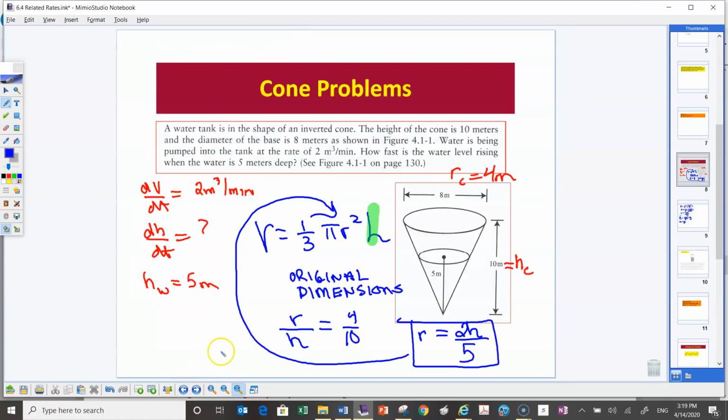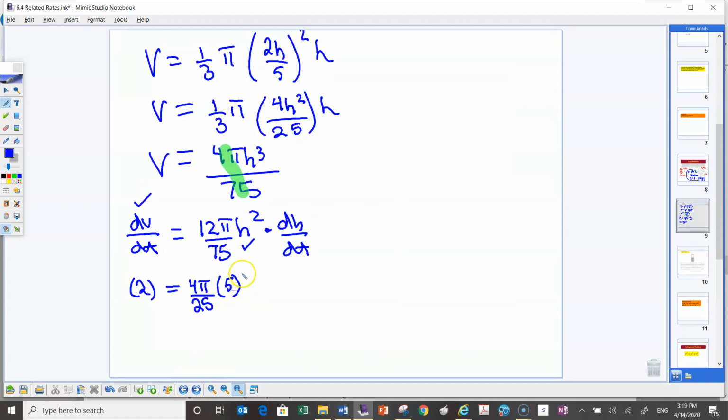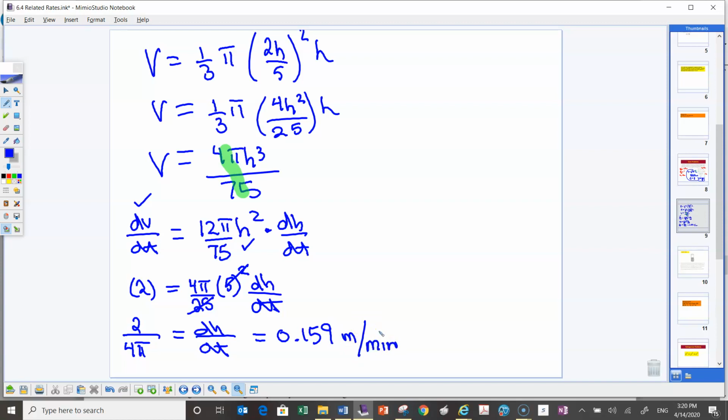And they want us to calculate this when the height of the water is 5. I have to square it times dH/dt. So if we quickly look at the right-hand side, 5 squared is 25, and that 25 is going to cancel. I divide by 4π, and that's going to equal my dH/dt. And 2 divided by 4 times π works out to be 0.159, and that would be meters per minute.